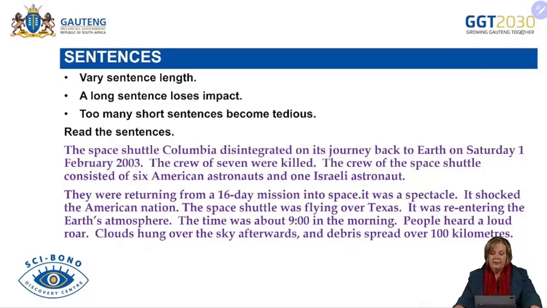The Space Shuttle Columbia disintegrated on its journey back to Earth on Saturday, 1 February 2003. The crew of 7 were killed. The crew of the Space Shuttle consisted of 6 American astronauts and 1 Israeli astronaut. They were returning from a 16-day mission into space. It was a spectacle. It shocked the American nation.